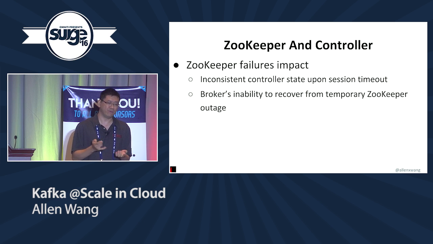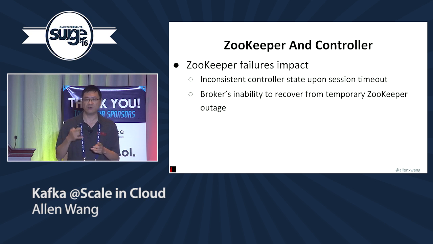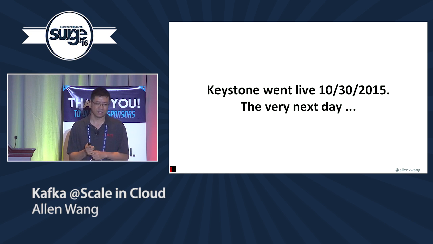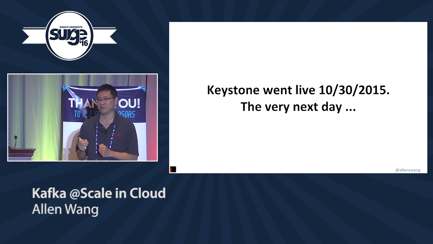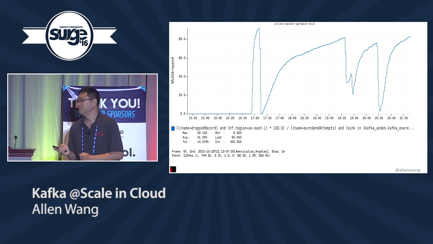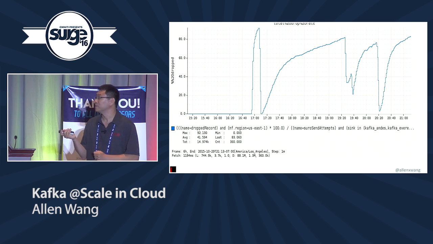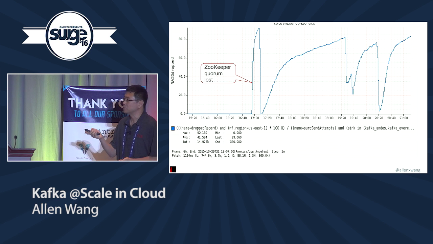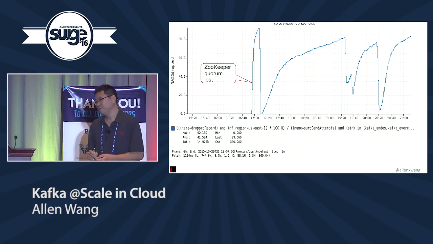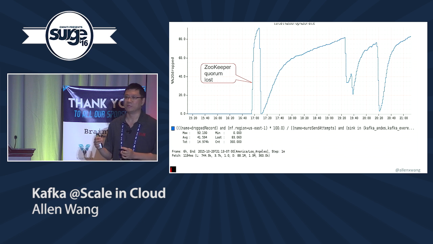The second issue that we observed from ZooKeeper is that after a temporary ZooKeeper outage, the brokers are not able to recover from that, or are very slow to recover from that. This is a true instance that happened on the very next day after we turned on the Keystone Data Pipeline powered by Kafka. It started with multiple ZooKeeper servers becoming unhealthy. And while we tried to recover from that, we made a mistake when replacing the leader of the ZooKeeper cluster, and suddenly we lost the ZooKeeper quorum.